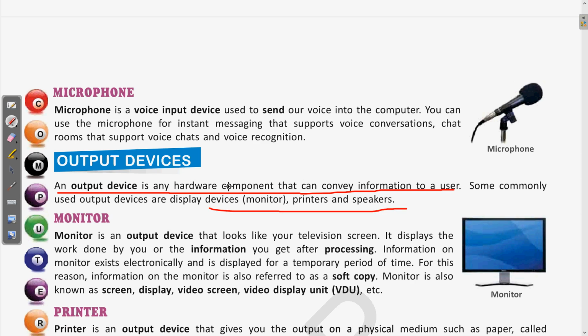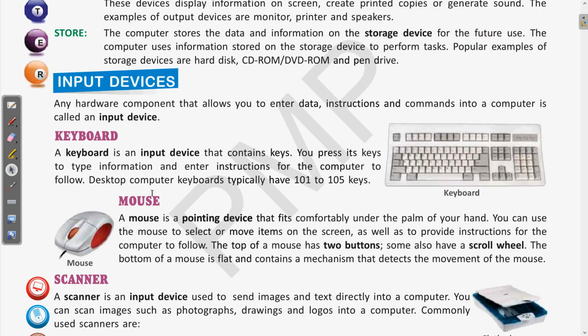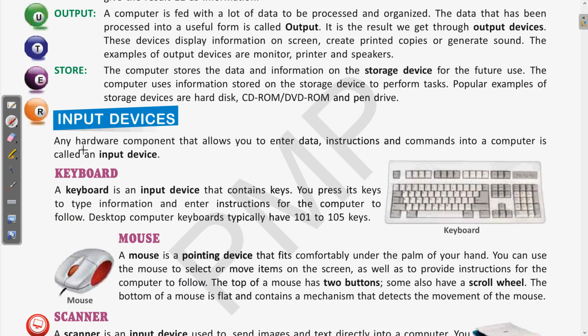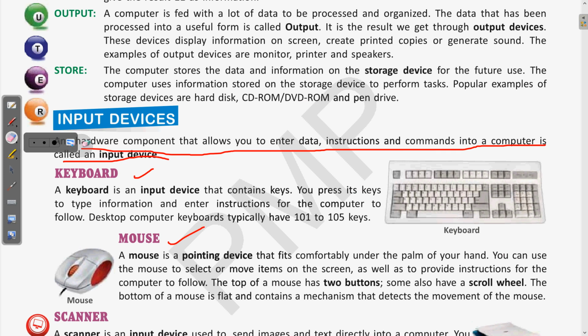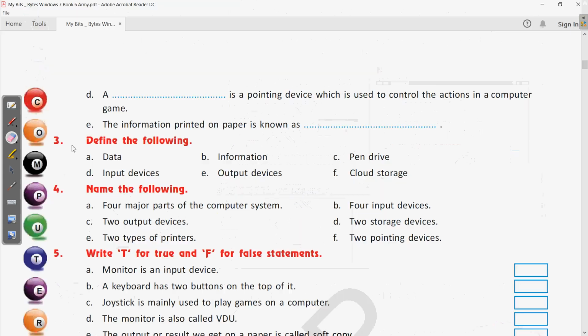Then there was a question of input device. That also is easy, you can easily find it in the initial part. Here it is. Any hardware component that allows you to enter data, instruction, and command to the computer is known as an input device. You can write a few examples like keyboard, mouse. You can give at least 2 examples with the answer. Whenever you are writing the answer, please also write the examples if they are given and easy to find in the book.